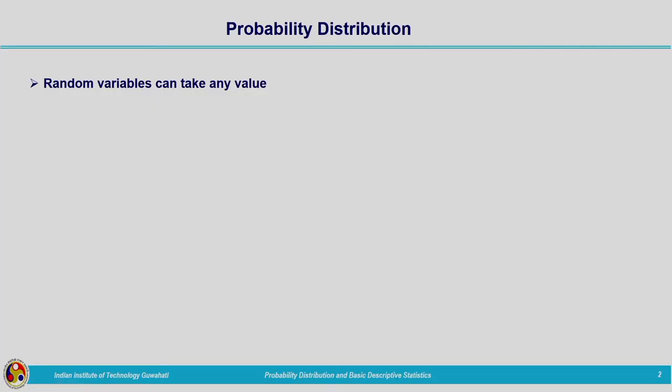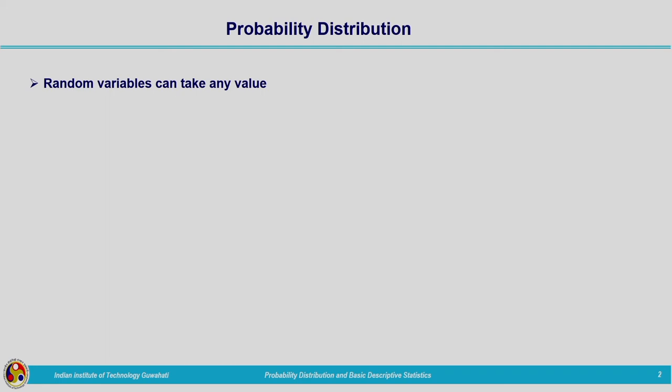We have already seen that hydrologic variables have certain uncertainties involved with them. So those types of variables can be expressed as random variables. Different types of random variables, discrete and continuous, we discussed in the previous lecture. Today, let us start with the probability distribution.